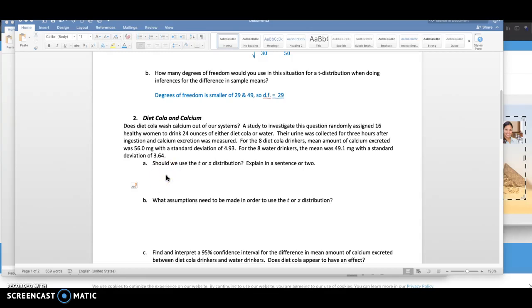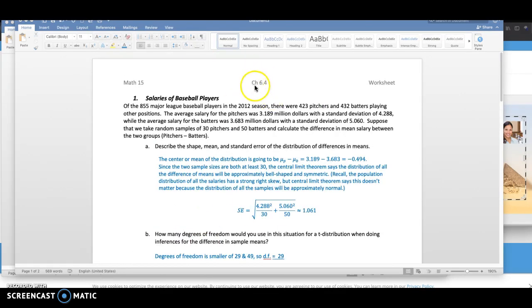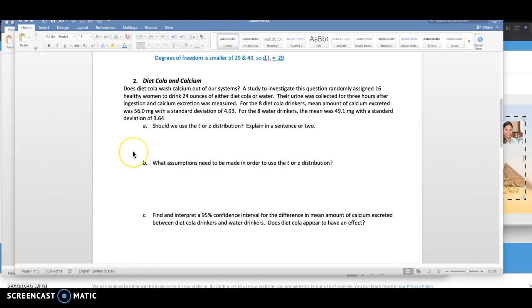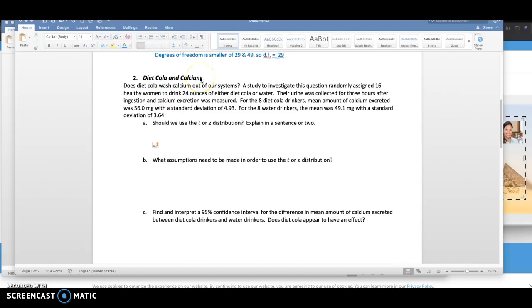Hello, continuing to look at examples from Chapter 6.4 in the Block 5 textbook. All right, I want to look at example 2, Diet Coke and calcium. The general research question is, does Diet Coke wash calcium out of our systems? So a study was done to investigate this question.